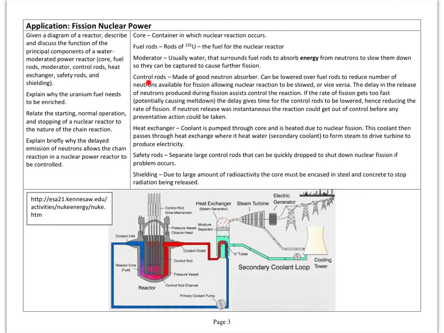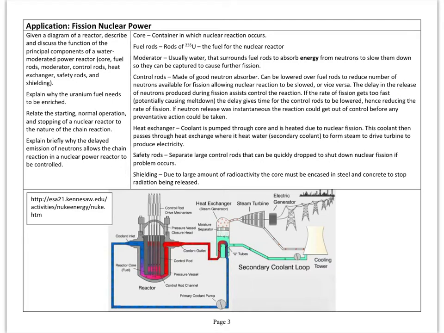Now, importantly, we then need these control rods that can go up and down on the fuel rods, and they are made of a good neutron absorber, and basically they can be lowered over the fuel rods to reduce the number of neutrons available by absorbing some for fission, allowing the nuclear reaction to be slowed, or vice versa. So they can be lifted up to release more neutrons to get the reaction going faster.